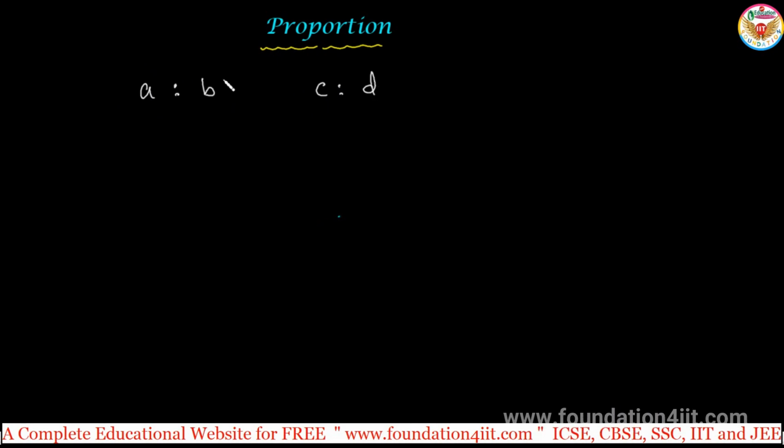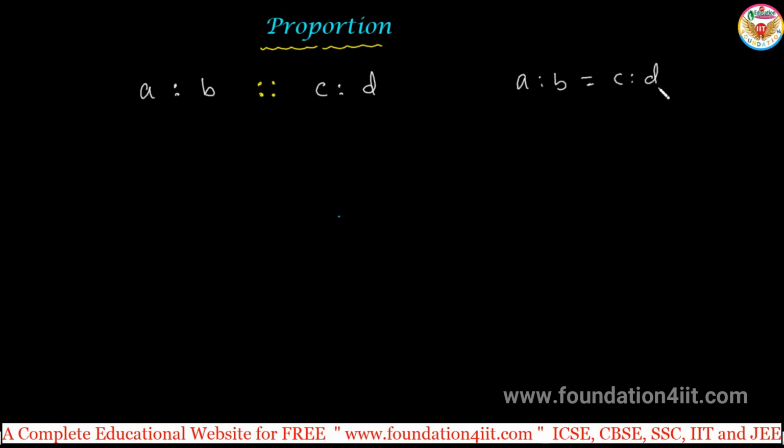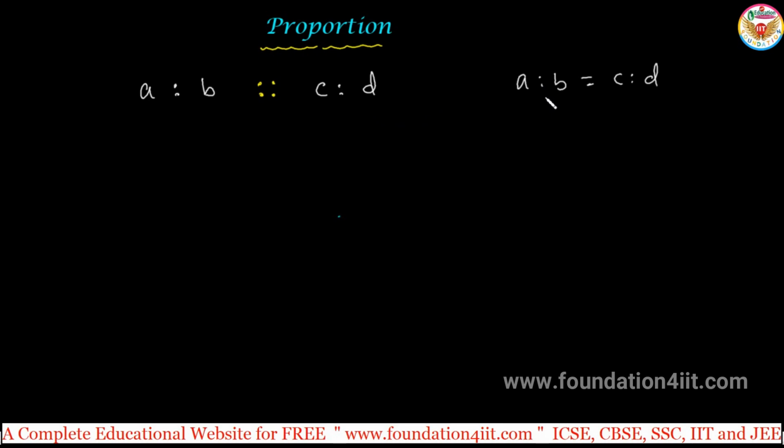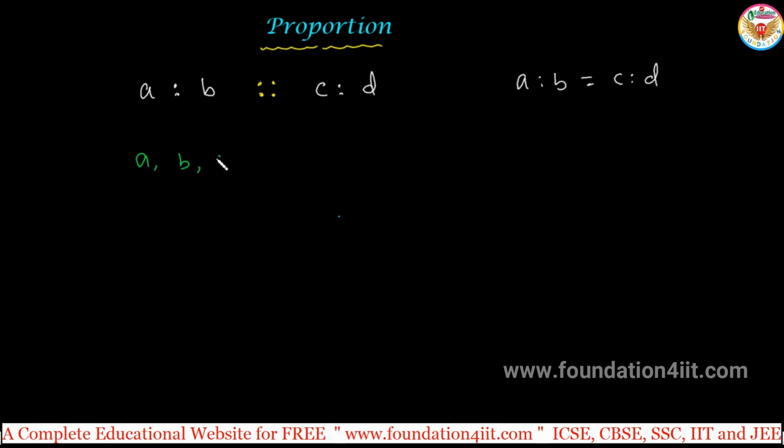Now when you compare the ratios, it comes under proportion. So comparing ratios is called proportion. Let us take A is to B equals C is to D. That means when four quantities are related, the ratio between the first and second quantity is equal to the ratio between the third and fourth quantity. That means the four numbers are in proportion. So A, B, C, D are in proportion.